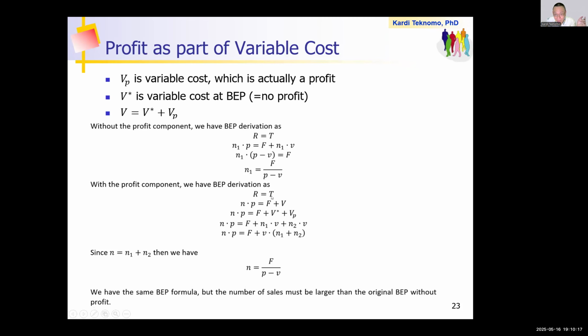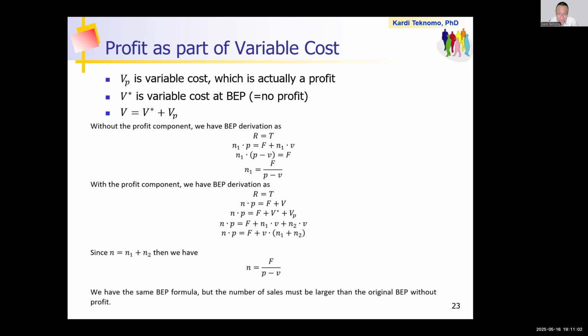Now with the profit component, again you put it in, but now instead of this V here, you will have this V star plus VP. Then you will see the value here. So compare this N1 and the formula here, then you will see that N is actually N1 plus N2, which is from PEP plus the actual value from the profit. That means we can use the same PEP formula by including profit inside, either as fixed cost or as variable cost. Is it clear or not?